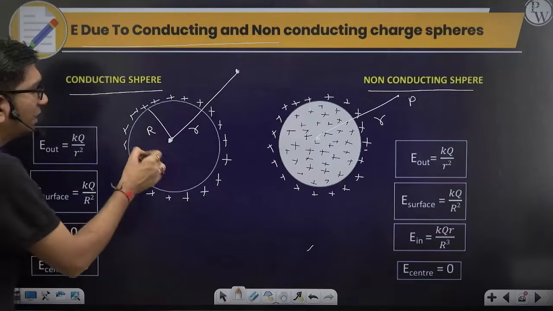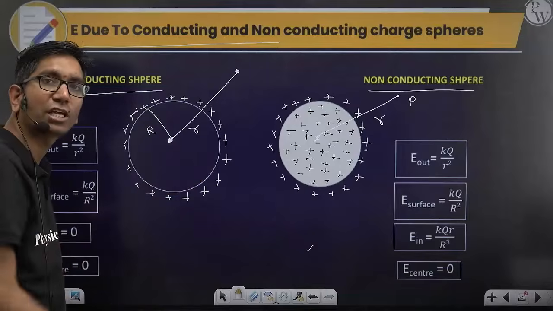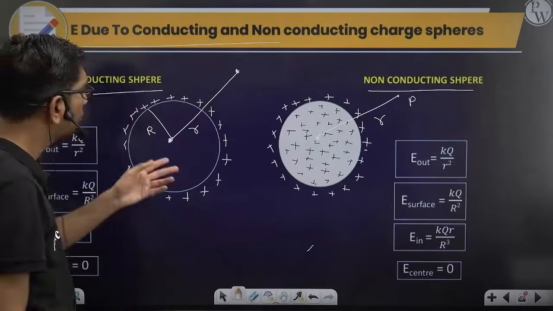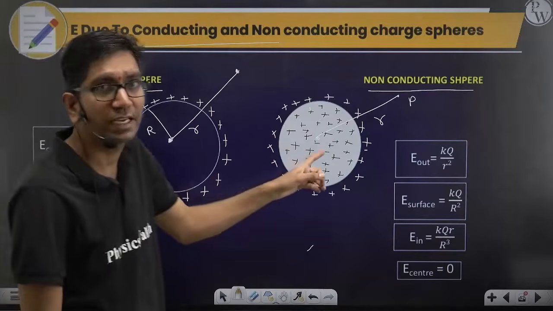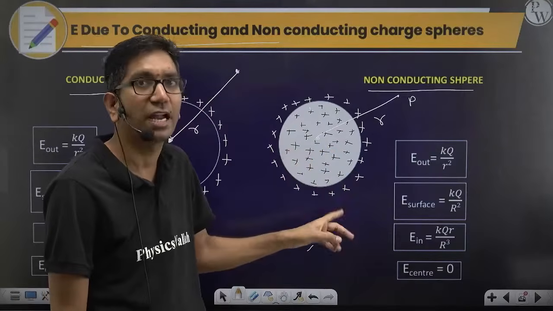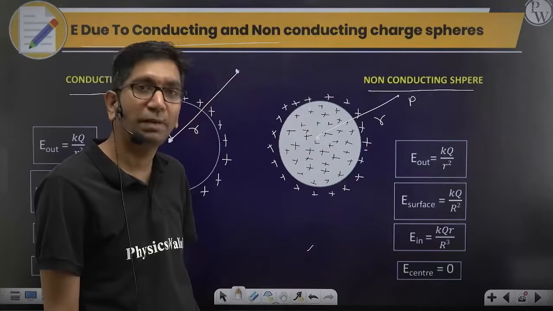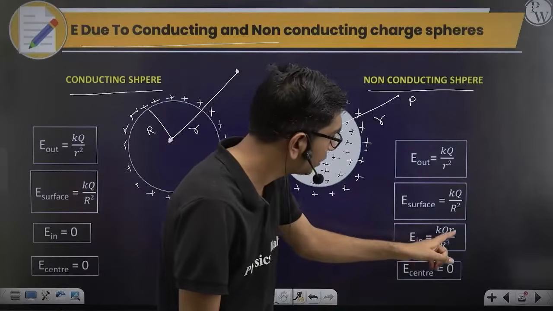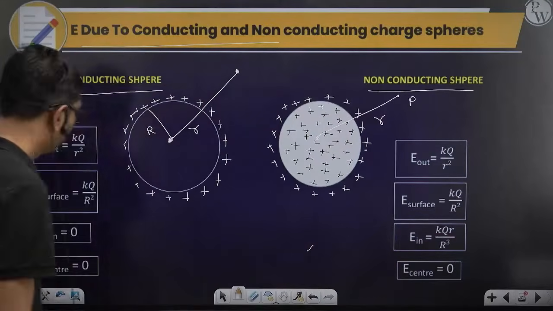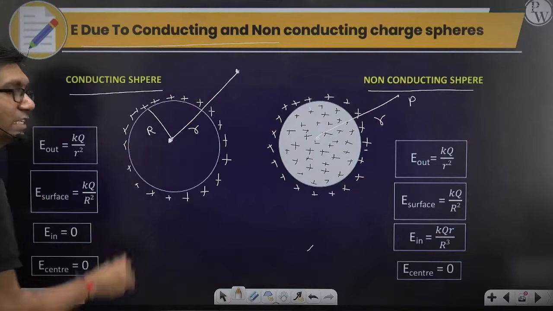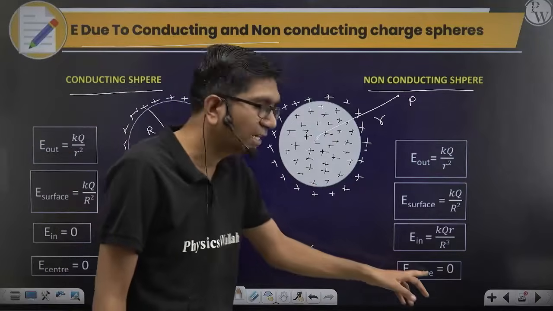Inside, what is electric field intensity inside the shell? Sir, there is no charge, of course 0. But in this case the electric field is present inside the sphere, right? So what is that value? Kq smaller by r cube, remember. Okay, what is the electric field intensity at the center? Of course 0. Here center, of course 0 only.